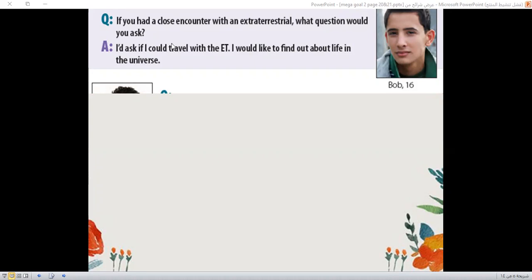Okay, here, if you had a close encounter with an extraterrestrial, what question would you ask? Do you know the meaning of this word, extraterrestrial? What do you think the meaning of this word is? You have your phones, you can search for the meaning. Extraterrestrial. Something from outside the Earth. Yes, very good. So he asked, what question would you like to ask? He said that I would ask if I could travel with the ET.